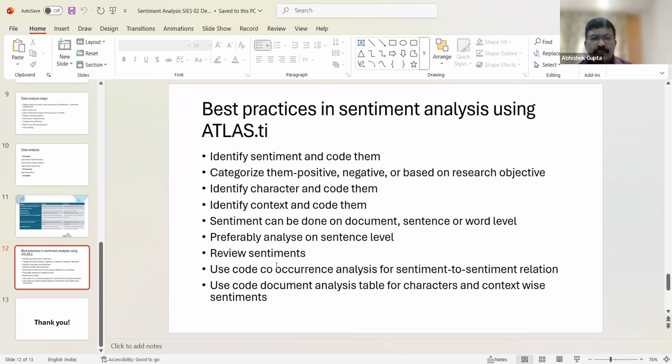Now, the last two points are about the Atlas TI software, where there are two options: code co-occurrence analysis, where you can find out how sentiments are interrelated and visualize them, and code-document analysis, which shows, based on different demographics, what managers are saying about a particular sentiment, what senior managers and faculty are saying. So on different demographics, you can find different sentiments.